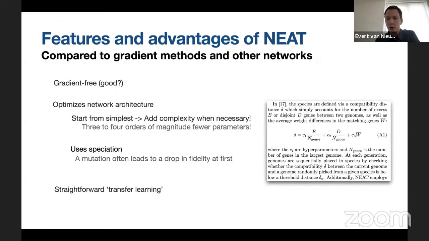So if there's only one in a species and it has a low fidelity, most likely that species never survives. So it really encourages smaller changes. And if the complexity jumps immediately, most likely that doesn't survive. And that's a bit of intuition that I can give you. I hope that helps. Yeah, thanks.